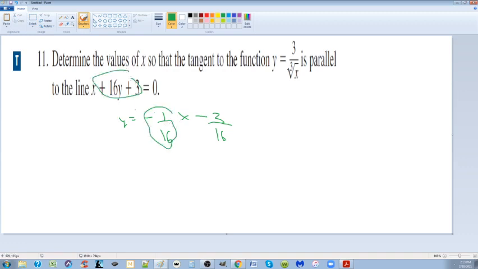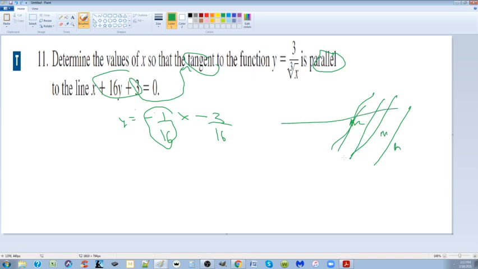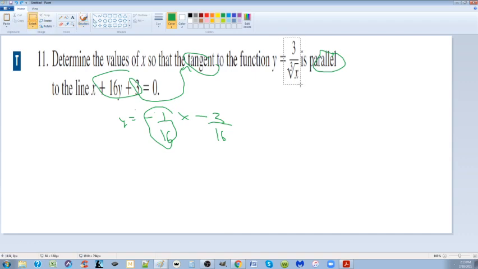I figured out the slope of this line, which is going to be the same slope as my tangent line because it is parallel. All parallel lines have the same m. They have to. Otherwise, they would eventually cross and not be parallel. Great. Now all I have to do is figure out what is the derivative of this using our power rule.